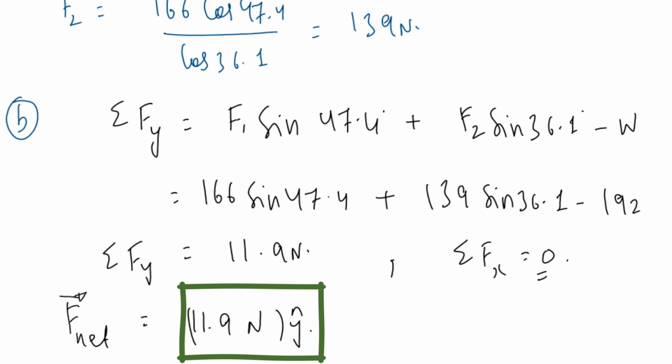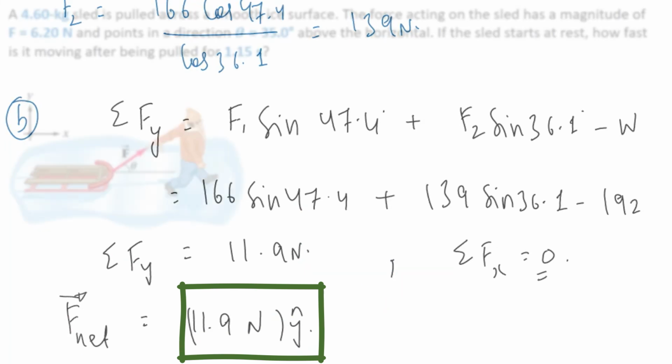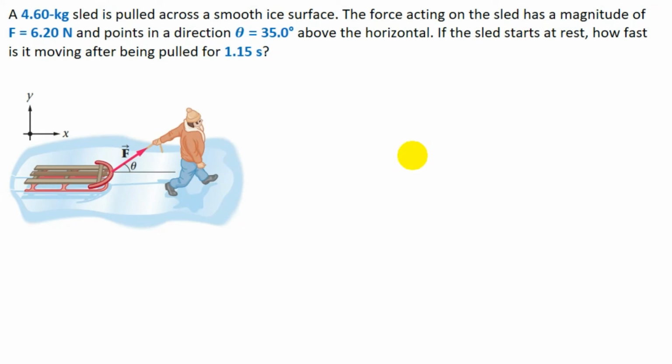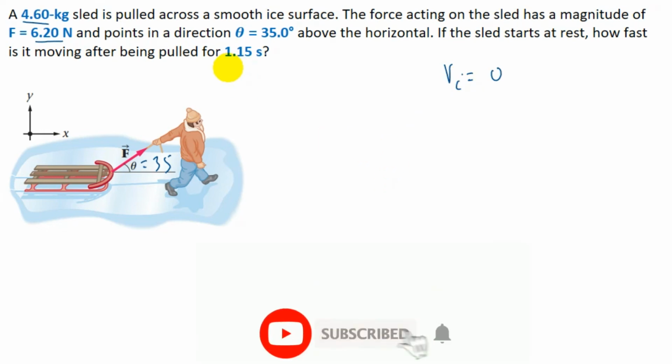Now I'll be taking one more problem on this topic. So in this example, we have a sled that has a mass of 4.60 kg, and the force acting on the sled has a magnitude of 6.20 Newton, and it points at an angle of 35 degrees above horizontal. Now the sled starts at rest, so its initial speed is 0. Now we need to find how fast it is moving after being pulled for 1.15 seconds.